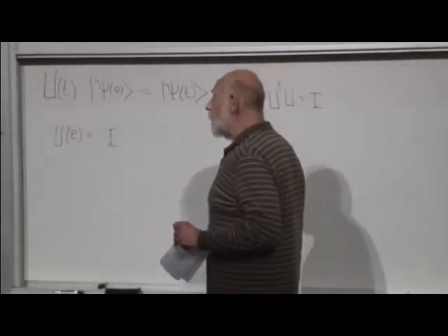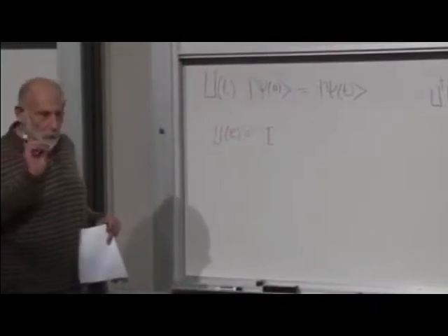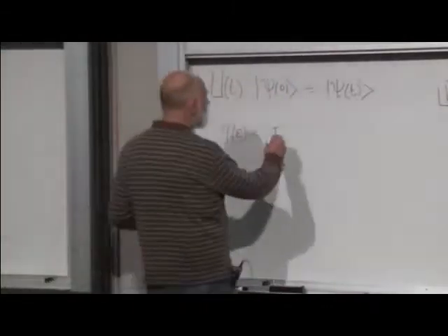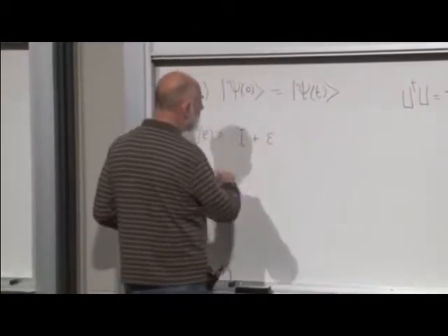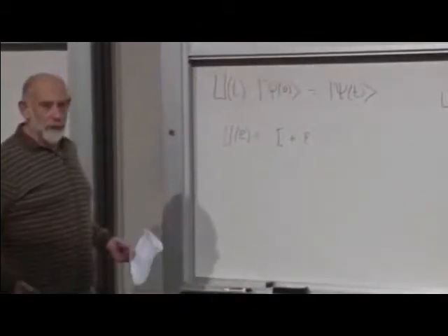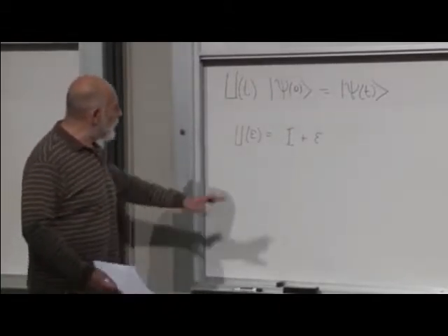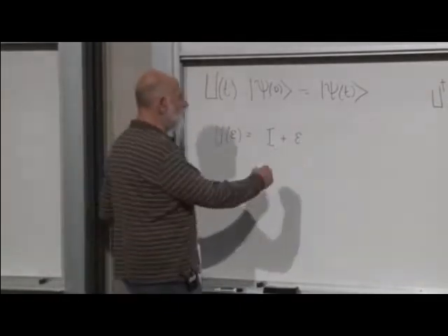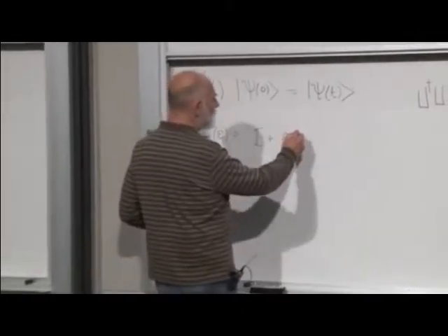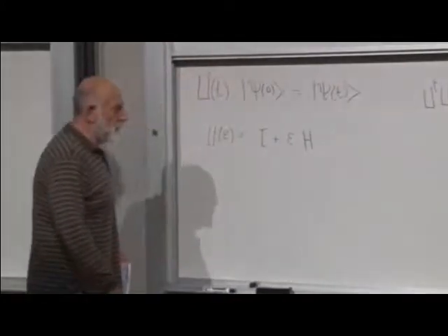So that says that U of a small time epsilon, if we were to expand it in small epsilon, would be 1 plus something proportional to epsilon times an operator which is a finite operator. The smallness of epsilon is represented by epsilon here, times something which I'll temporarily call H, but it's a wrong identification. In a minute we're going to change it.